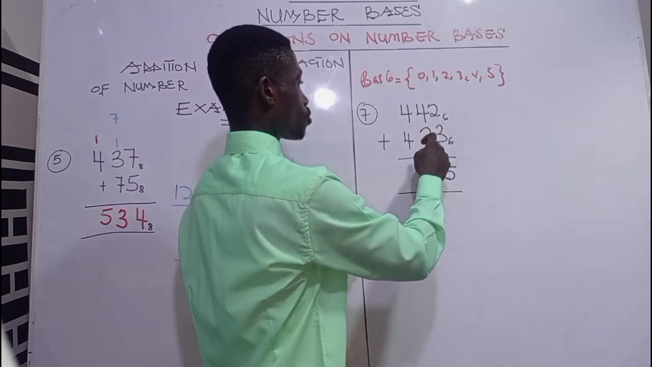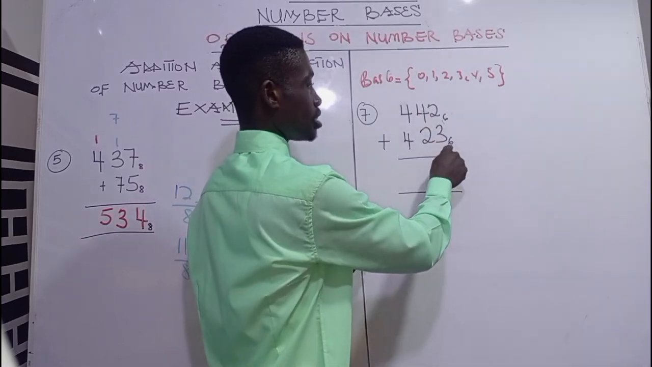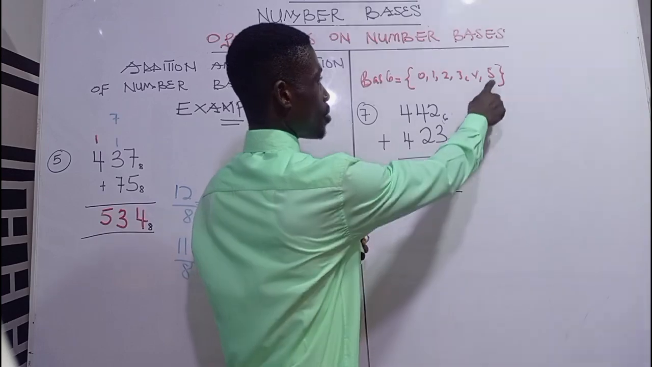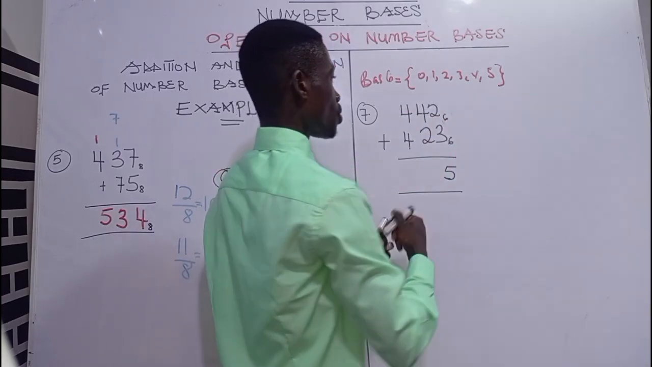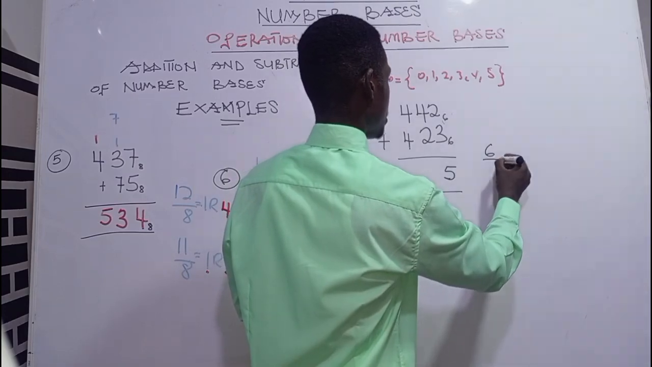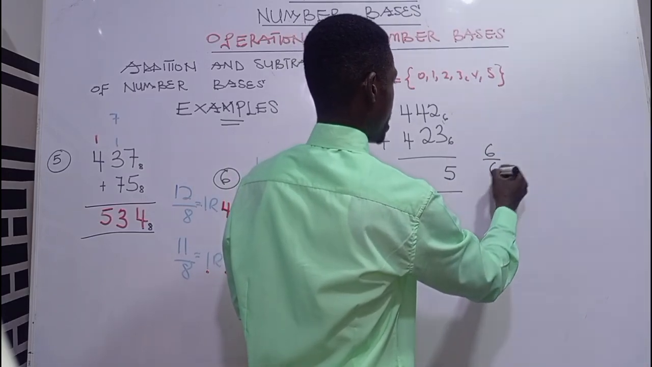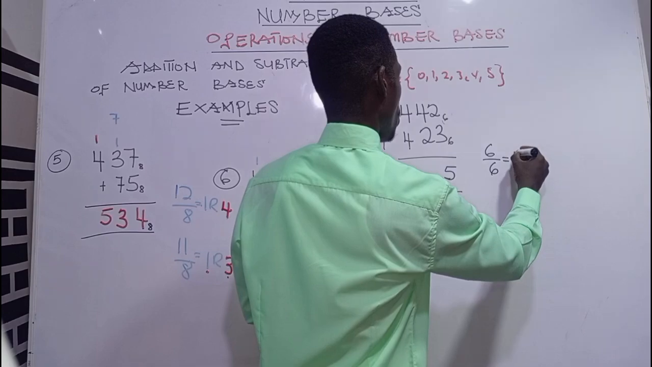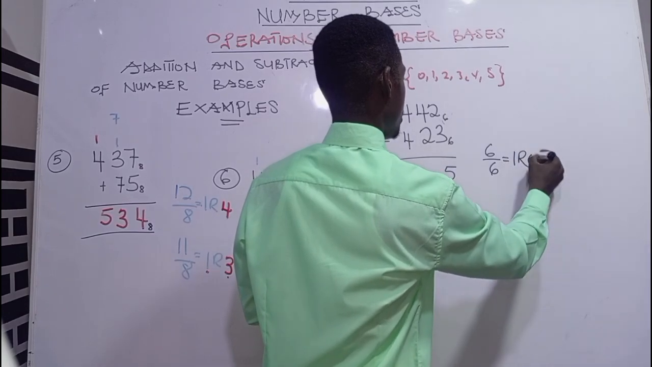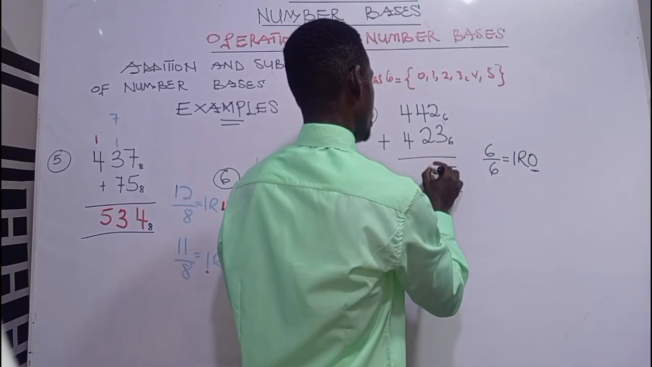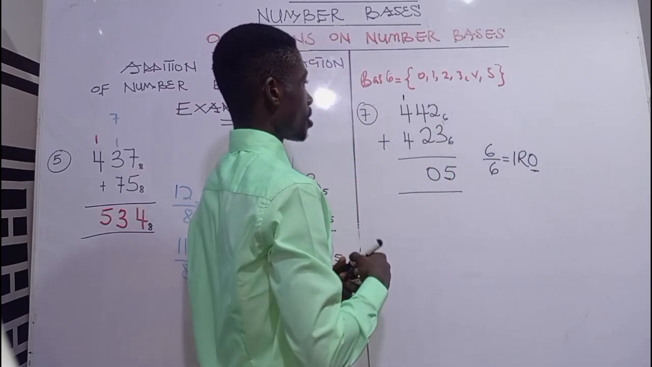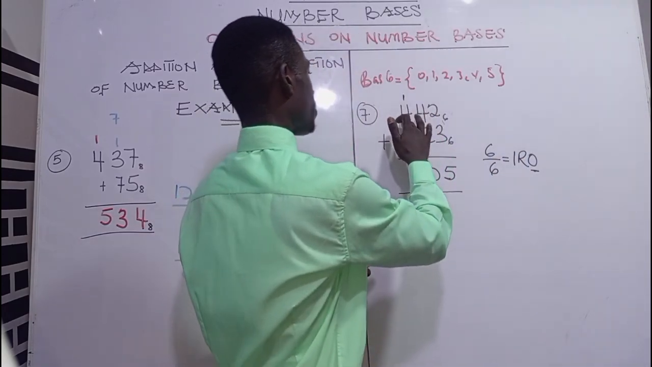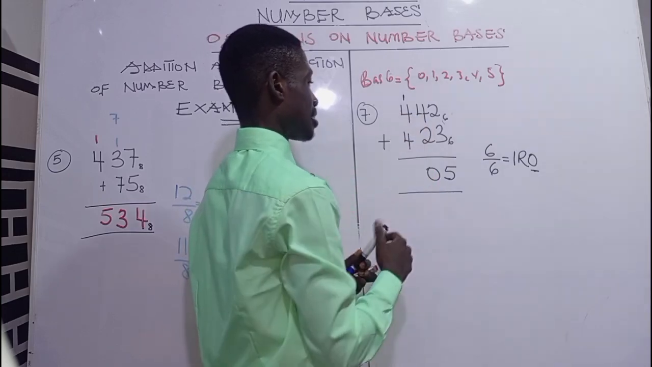4 plus 2 is equal to the base we are working in, and we don't have 6 in a base 6 numeral, right? So we are going to divide the 6 by the base that we are working in, and that is going to give us 1 remainder 0. So we write the remainder, which is 0. We carry the 1 to the next digit. So we have 1 plus 4 gives us 5.